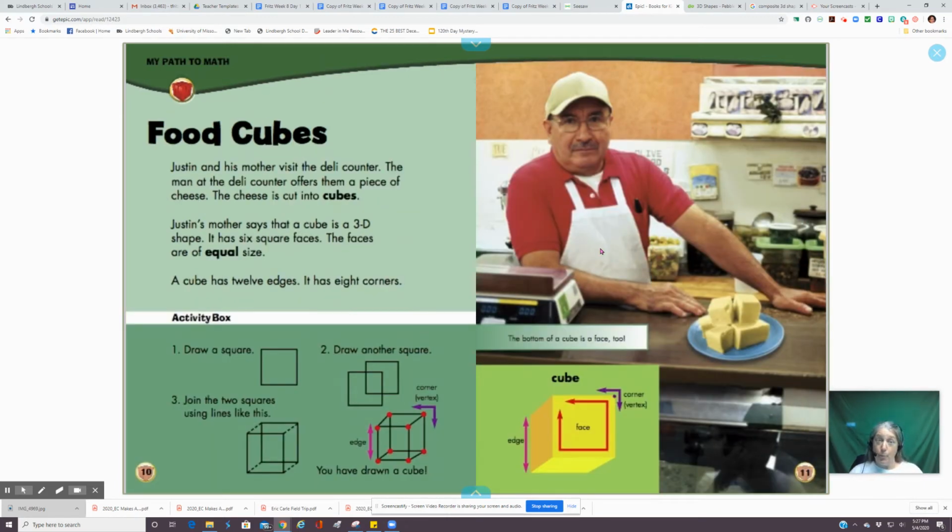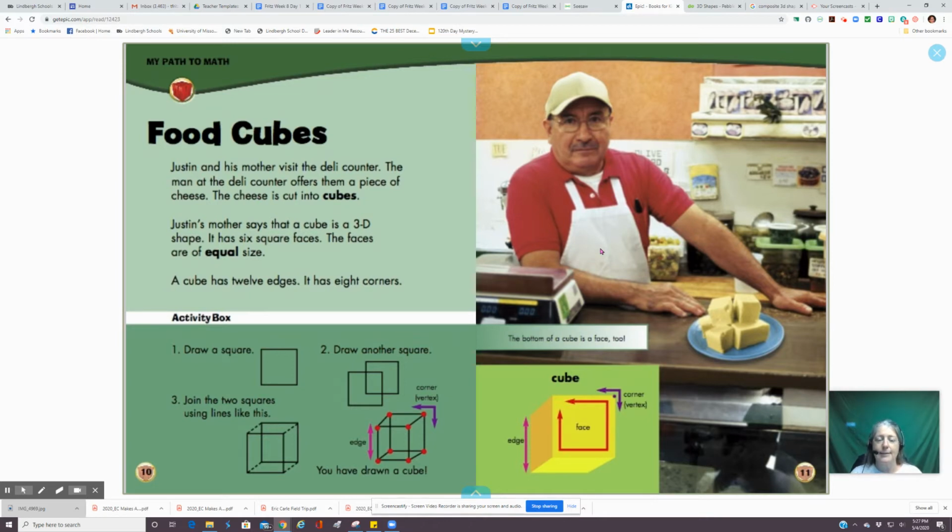Food cubes. Cube is the first one we learned. Justin and his mother visit the deli counter. The man at the deli counter offers them a piece of cheese, just like that cheese in our math the other day. The cheese is cut into cubes.